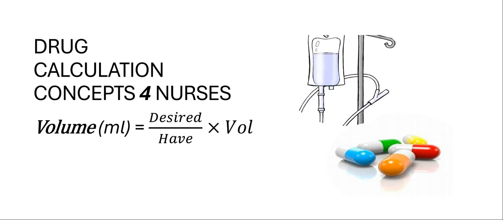This video will be looking at how to calculate the volume which needs to be administered in scenarios involving injections. The formula will be: the volume in milliliters equals the desired over the have times the volume.